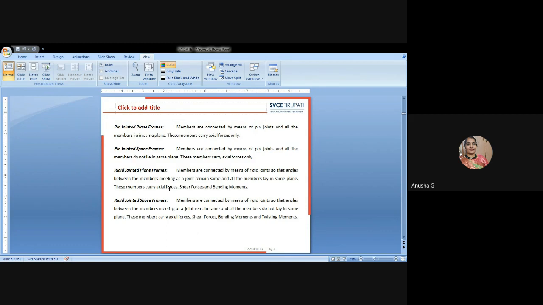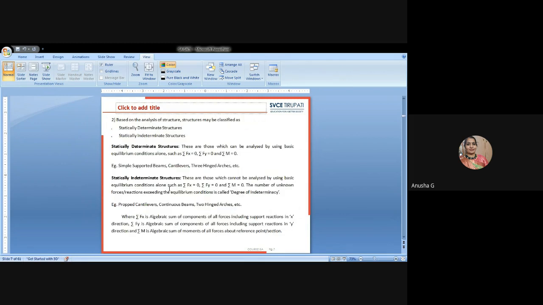Why? Because there is only x and y direction. There you can find the axial force, shear force, and bending moment. This question they will ask in your exam. Next, the second classification is whether the structure is a statically determinate structure or a statically indeterminate structure. This is one of the main important topics that will come in your strength of materials and structural analysis.